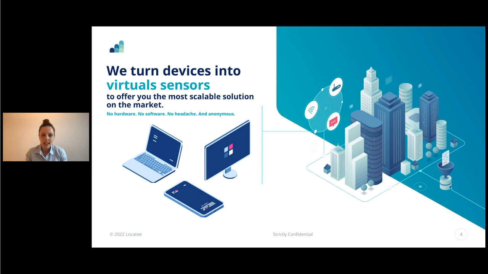Locatee's assumption is that whenever someone is occupying a workspace, a collaboration seat, or something else in your building, the person is using a mobile device. With that mobile device, a connection to the local network is created. By leveraging that information of connections of mobile devices, we can deliver occupancy and utilization information on your building, floor, and zone level.